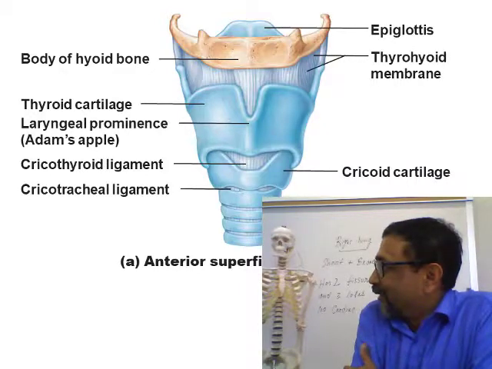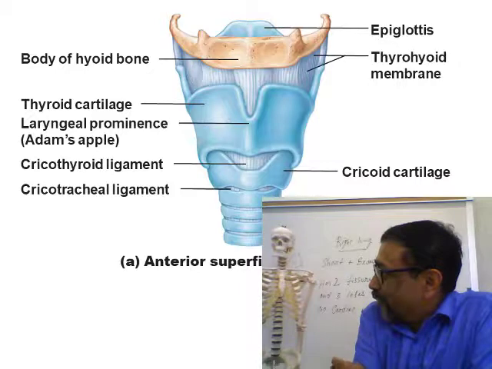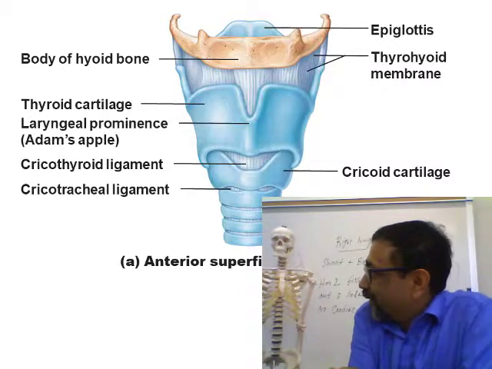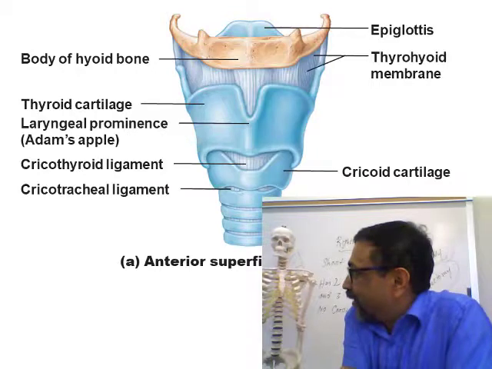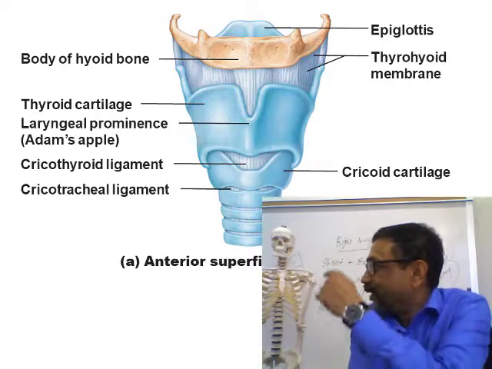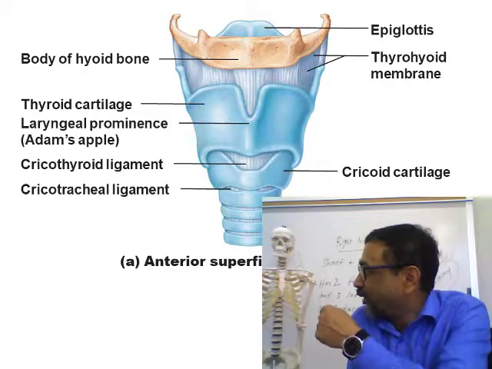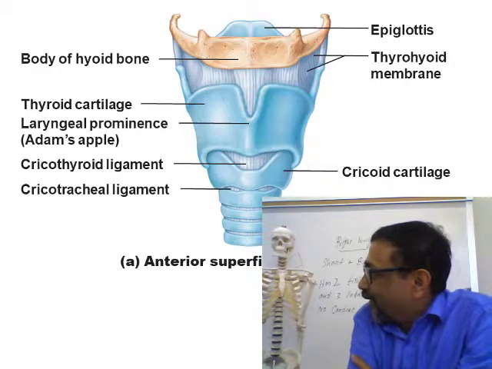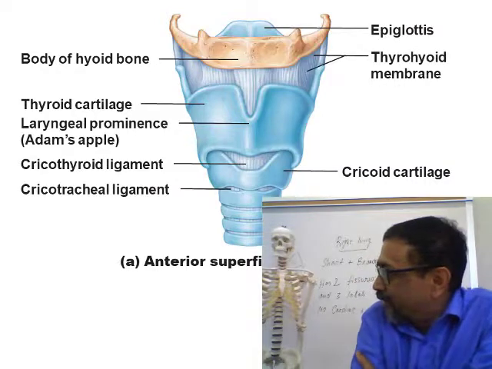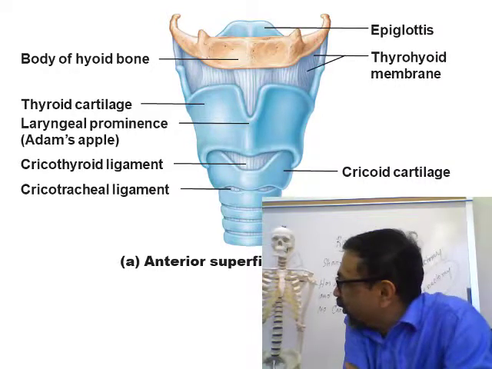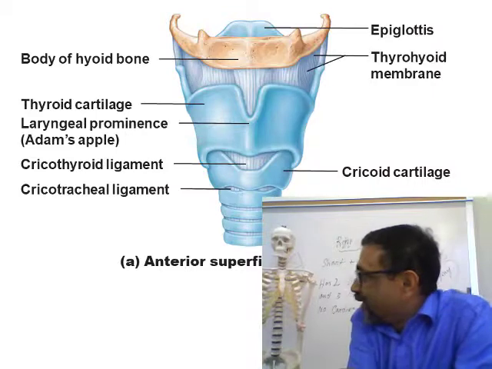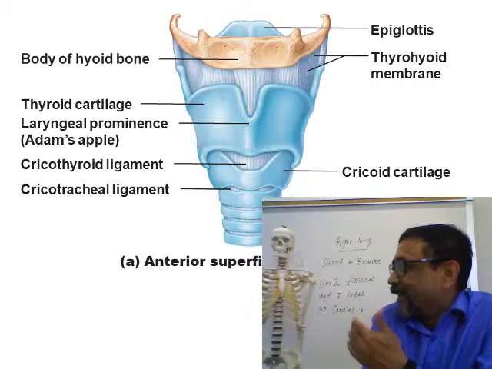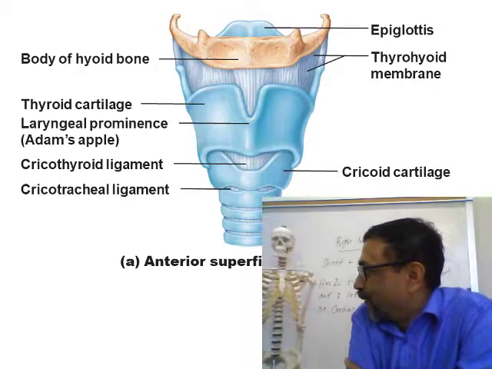Just see the membrane or ligaments here. The membrane between the hyoid bone and thyroid cartilage is called thyrohyoid. We are starting from the upper structure, thyrohyoid, between thyroid cartilage and hyoid bone. And now see, below the thyroid cartilage, you have a ligament that is called cricothyroid. Makes sense because cricoid cartilage below and thyroid cartilage above. So, cricothyroid ligament.